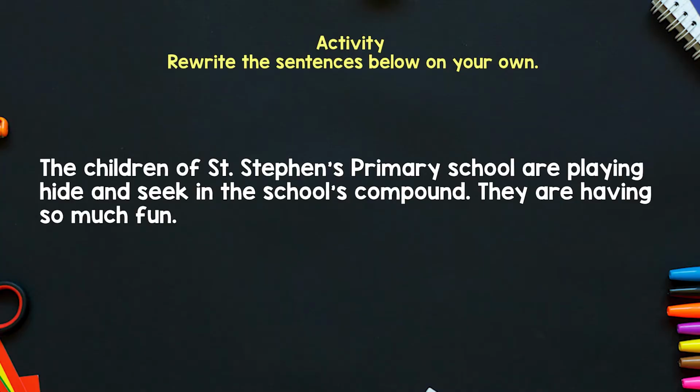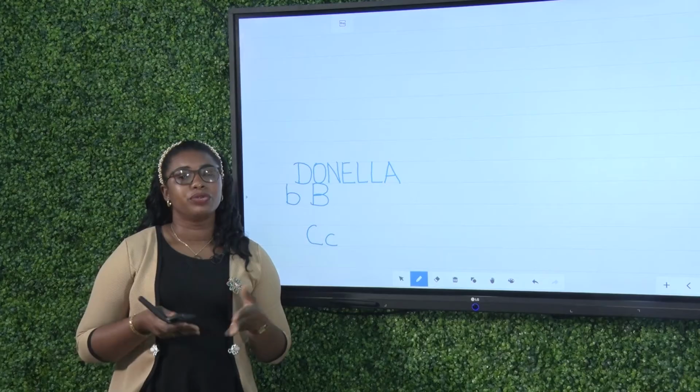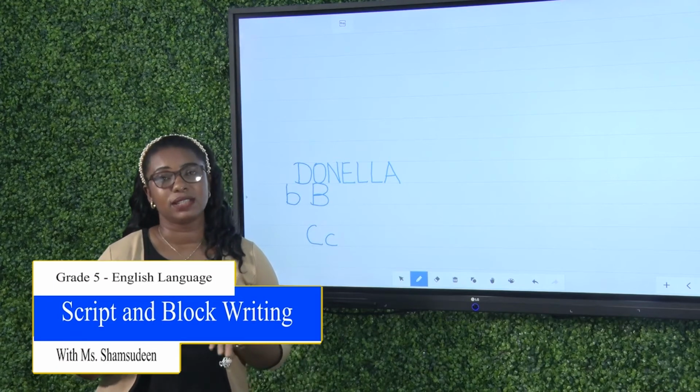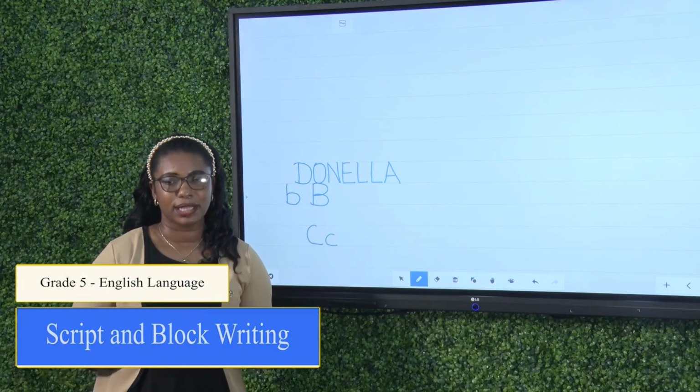So here I have a little piece of writing for you. If you look carefully, you will see that there is a mixture of letters. You will see that you have those in capital and you have those in lowercase, but it's all in script writing. As you practice the capital letters, you are also practicing to get block writing correct. So it says, the children of St. Stephen's Primary School are playing hide and seek in the school's compound. Remember to look out for the instances where you need to use that uppercase letter.